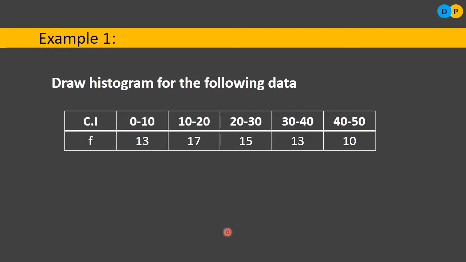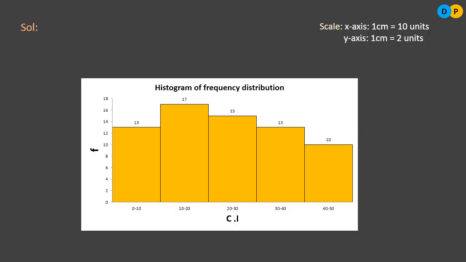How to find the width? That is C, upper limit minus lower limit. For example, for the class interval 10 to 20, the upper limit is 20, lower limit is 10. So 20 minus 10 is 10, that is the width of the class. Since the width is equal, and we have been presented with the frequency corresponding to each class, we can easily plot the histogram. So this is the histogram corresponding to the first problem.